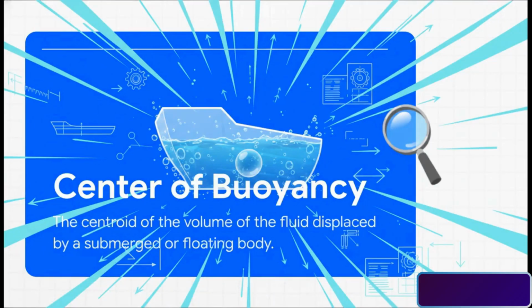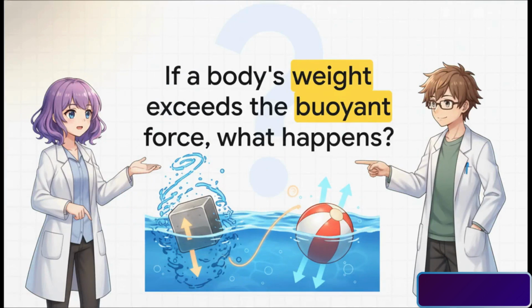Now, center of buoyancy. It sounds way more complicated than it actually is. It's really simple. It's just the center of gravity of the water that an object displaces. You know, the water it pushes out of the way. And that exact spot, that's where the upward buoyant force pushes from. So, what's going to happen? It's simple. It sinks. Just picture a little tug-of-war. If the downward pull of its weight is stronger than the upward push from the buoyant force, well, down it goes. This simple balance of forces is everything. It's what decides if something floats, sinks, or just kind of hangs out in the middle.